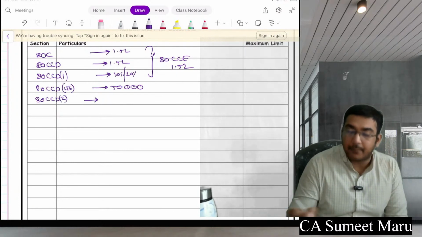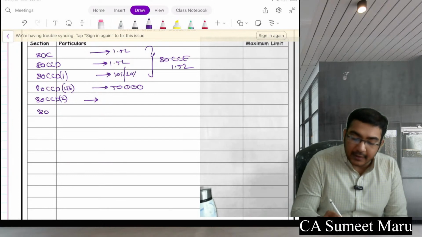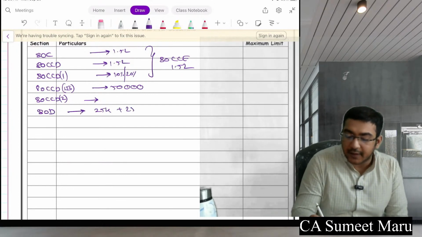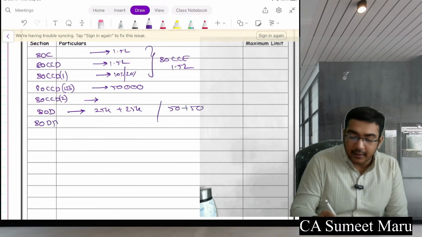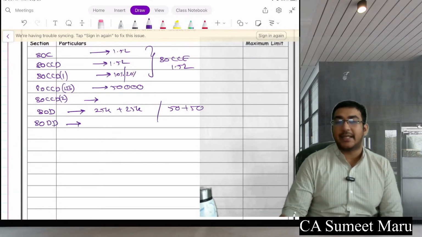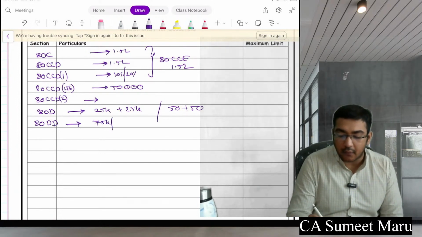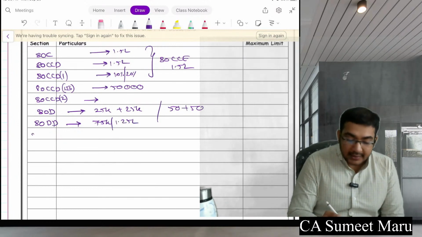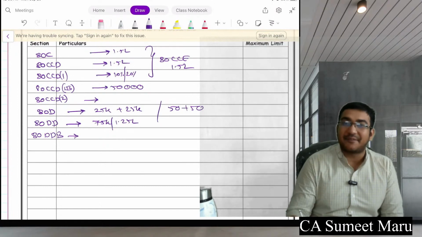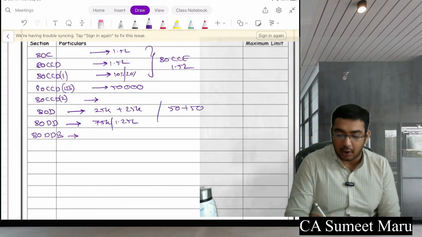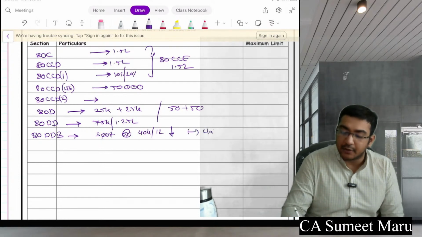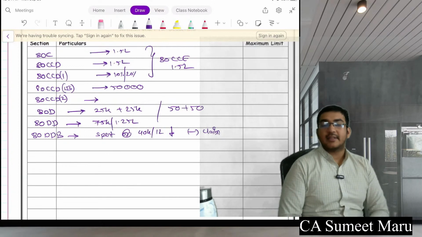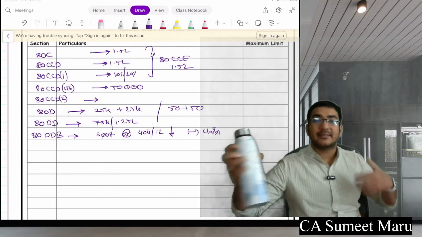80CCD2 for the employer. The next section we have seen is 80D, that is 25k plus 25k, and it can be 50 plus 50 as well in the case of senior citizens. 80DD: if you are a relative of any handicapped assessee and you are taking care, the deduction is 75k or 1.25 lakh flat. Next we have seen 80DDB, which is for specified diseases. So it is your amount spent or 40k or 1 lakh, whichever is lower, minus claim if received, right? So these are all the sections. I'm repeating them numberwise so it is easier for you to remember.